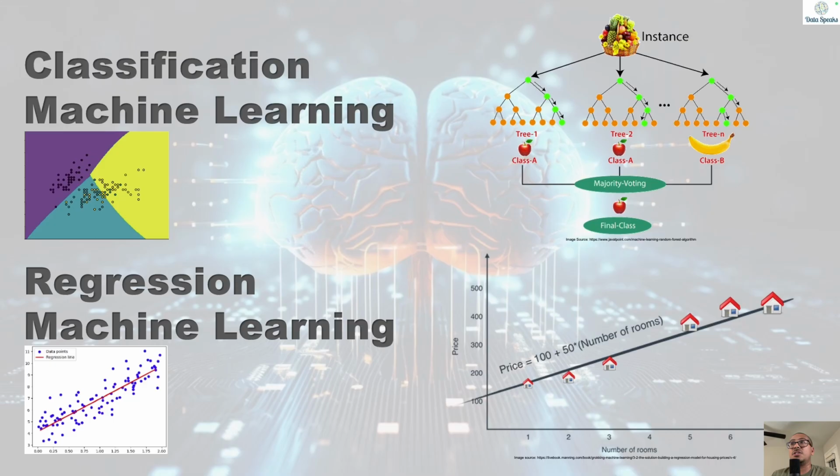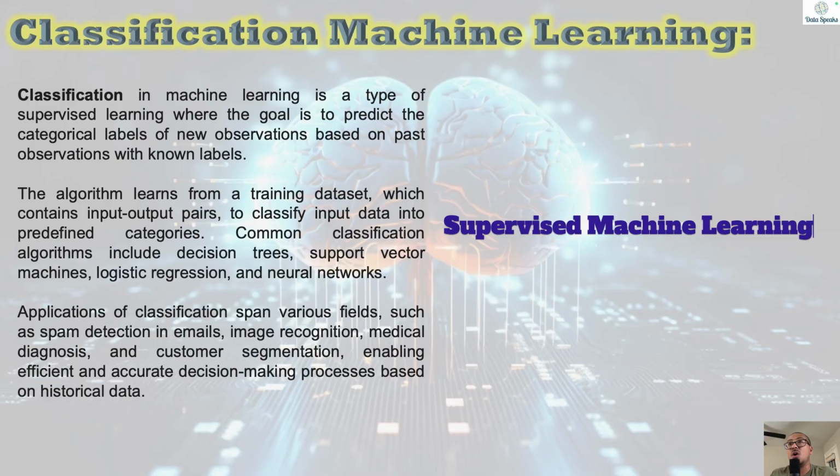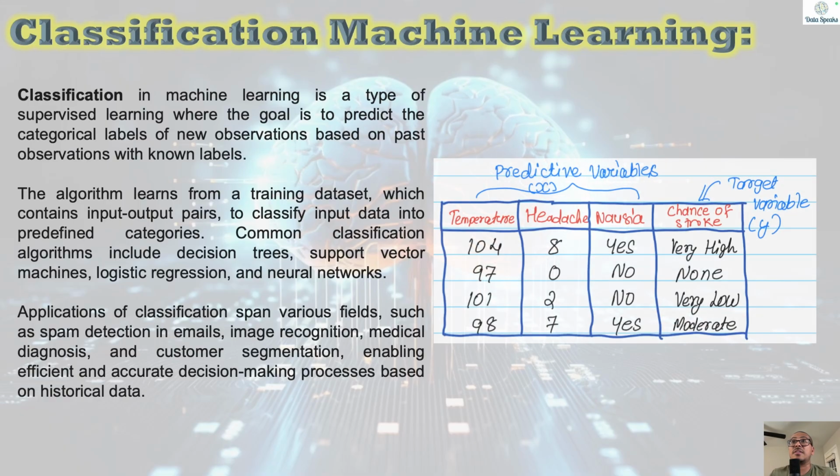Let's further dive into these individual types of supervised machine learning, classification and regression, and understand them in detail. Let's begin with what classification machine learning is, by definition and with some examples. Classification machine learning is a type of supervised machine learning where the objective is to predict the categories, the labels of new observations based on the past information that we have provided to the machine learning models.